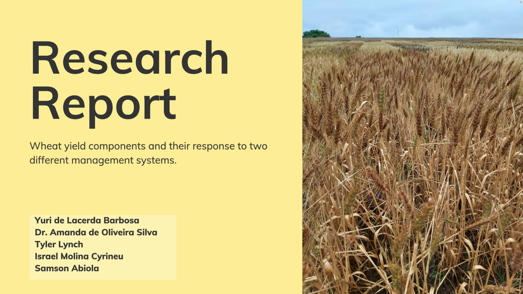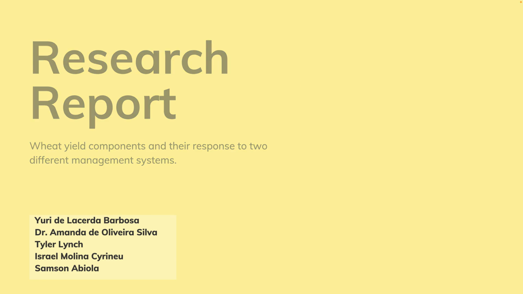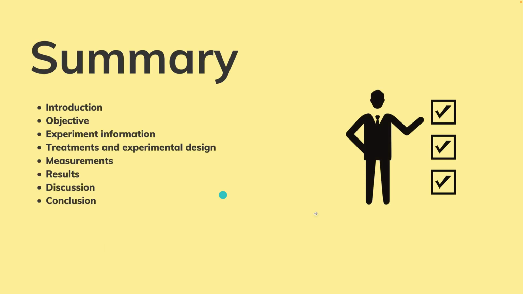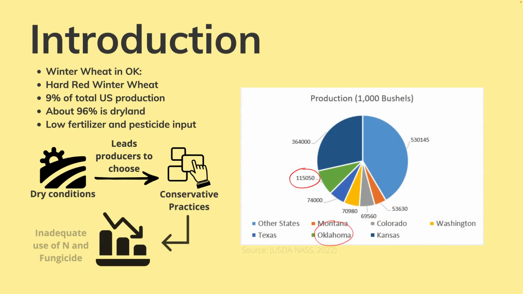Today I'm here to present my research project report, which I titled Wheat Yield Components and Their Response to Two Different Management Systems. Here I have the authors: me, Dr. Silva, Tyler, Israel, and Abiola. So, a quick summary: I'll give an introduction, then we'll move to the objective, experiment information, treatments and experimental design, measurements, results, discussion, and at last, the conclusion.